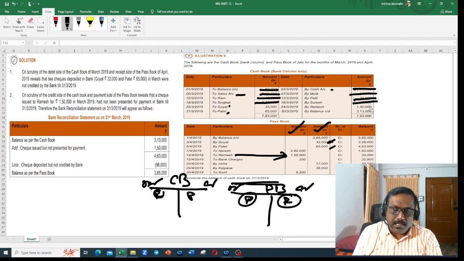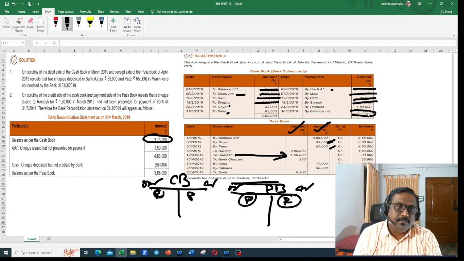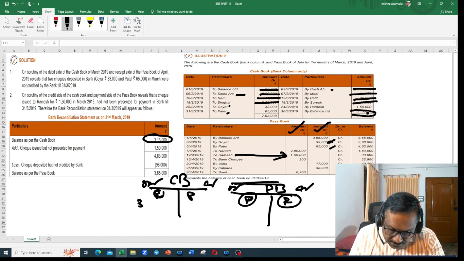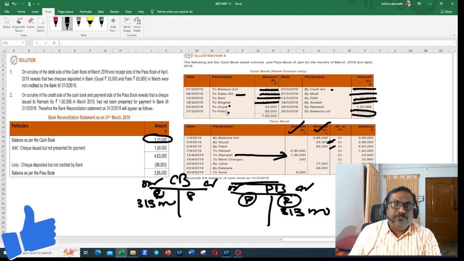Checks received from Goyal, we recorded in the cash book. Before we get into that, what balance we need to take? 3,13,000 is the balance we will take, as per cash book balance. So mentioned here, you see balance as per cash book 3,30,000. 3,13,000. So let us take 3,13,000 as the balance in both the sides. Clear?